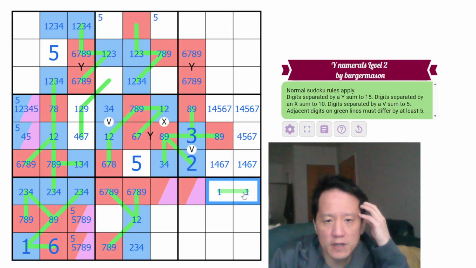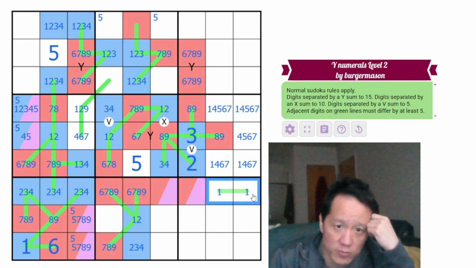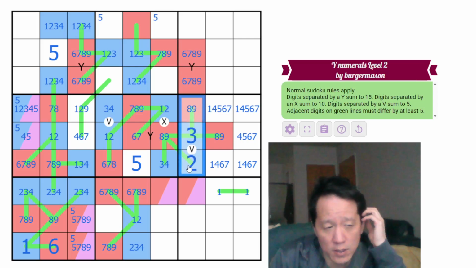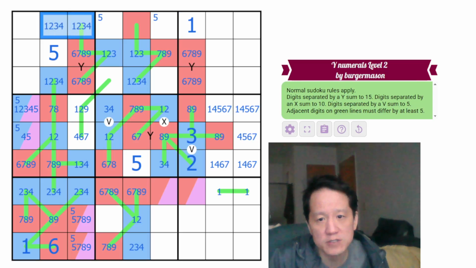So 1 in row 7 has to be one of these two cells, because that's the only low possible now. Therefore, it cannot be in column 7 in box 9, right? Because one of these has to be a 1. These can't be 1 in column 7. So where's the 1 remaining? It has to be here. So this is a 1, which means these can't be 1.